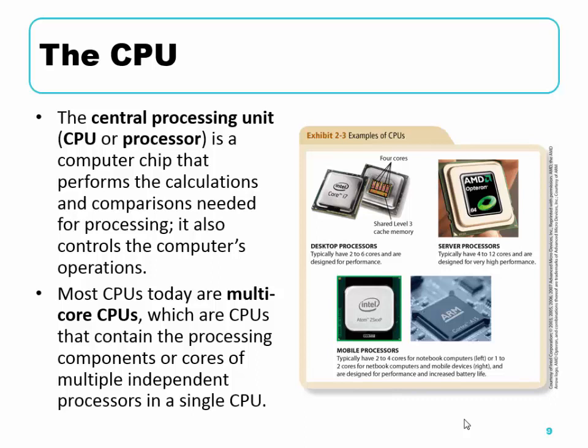Most CPUs today are multi-core, which are CPUs that contain the processing components, or cores, of multiple independent processors in a single CPU. Multi-core CPUs allow computers to work on more than one task simultaneously, such as burning a DVD while surfing the web, as well as work faster within a single application.